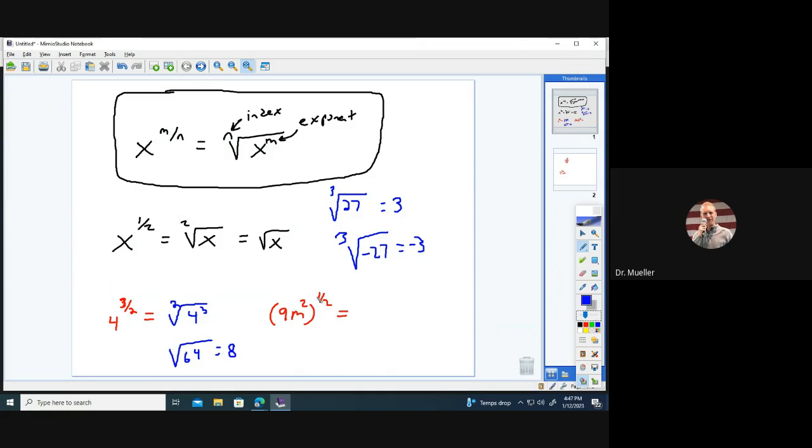This one, we can just distribute it, write a 1 there. And then we got 9 to the 1/2 power. And then 1/2 times 2 is 1. So that's m to the 1st, or just m. 9 to the 1/2 power, again, is the same as the square root. So that would be the same thing as the square root of 9, which is 3m.